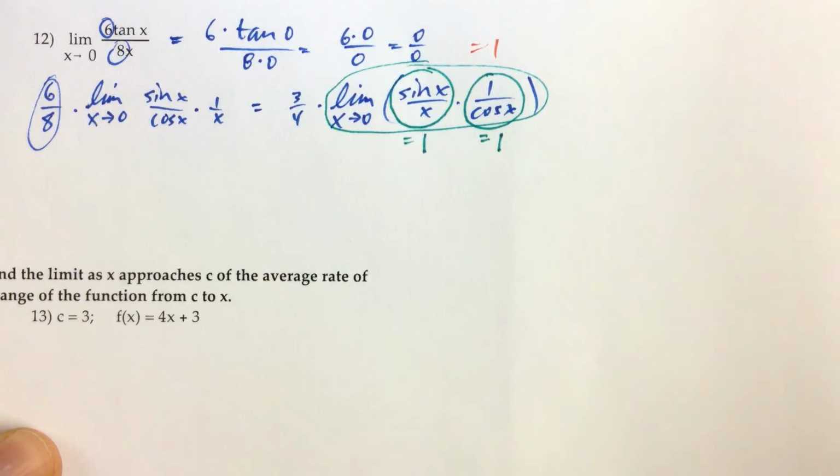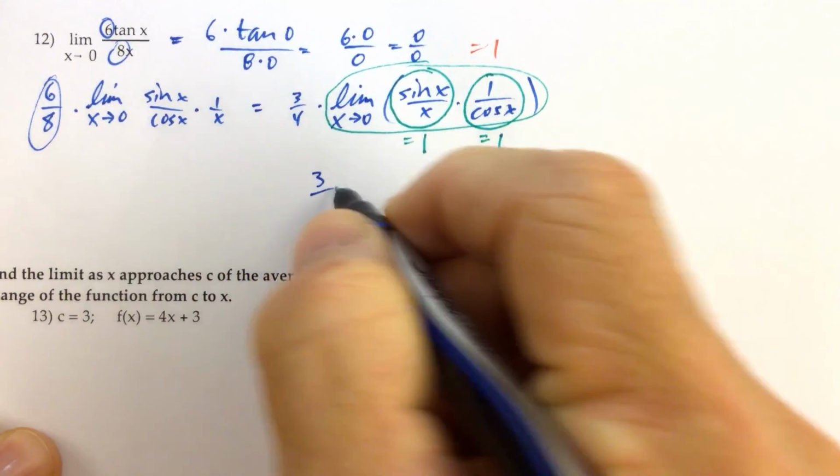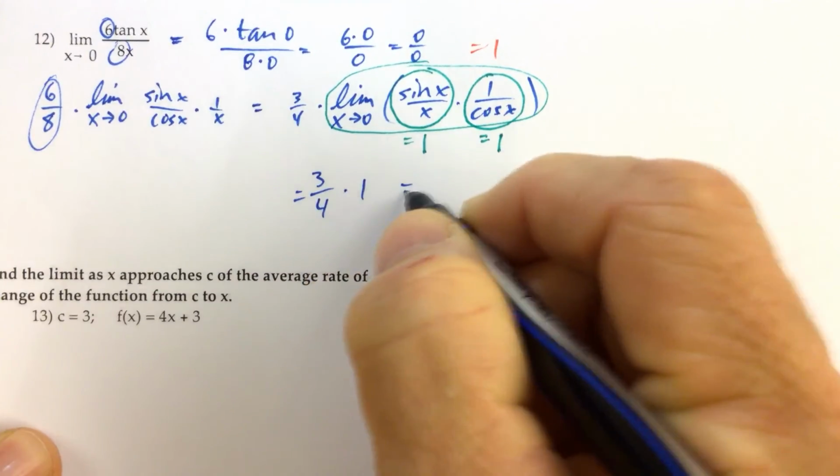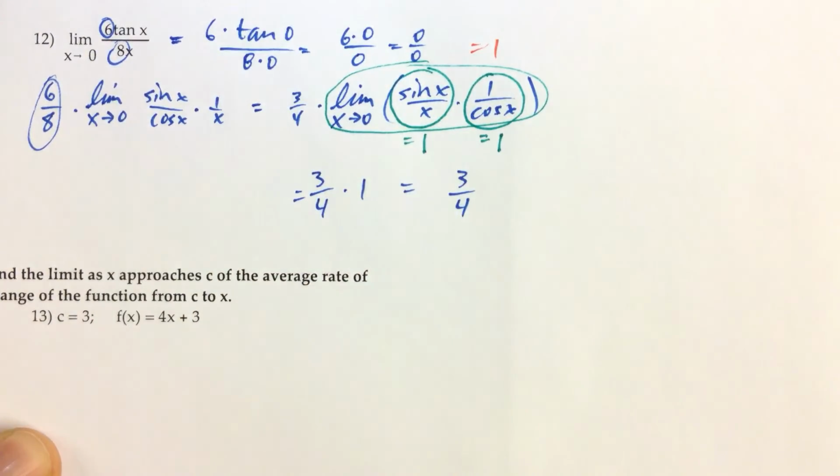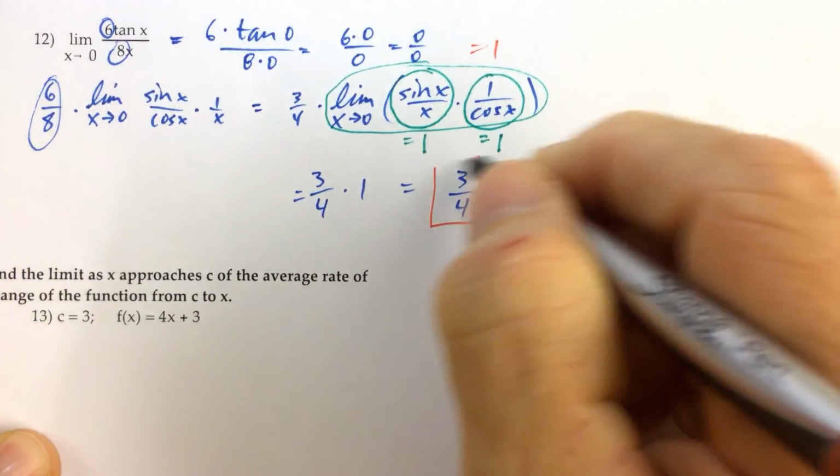And then we get 3/4 times 1, which is 3/4. That's how we evaluate a limit with a tangent in there.